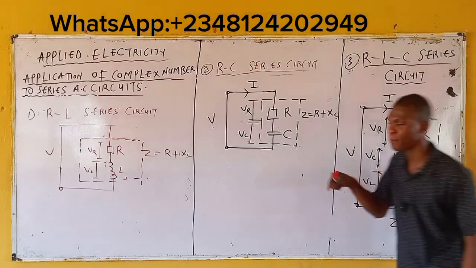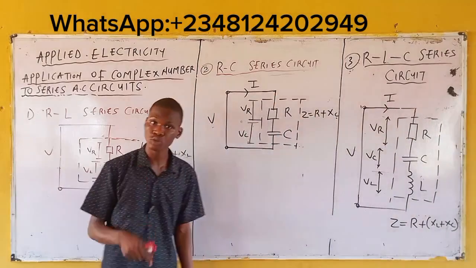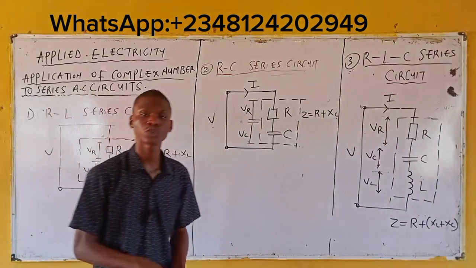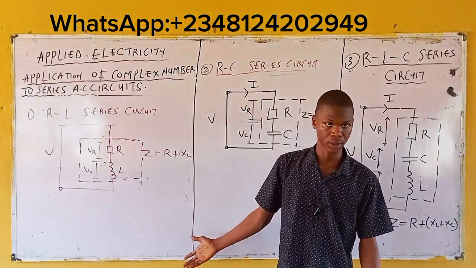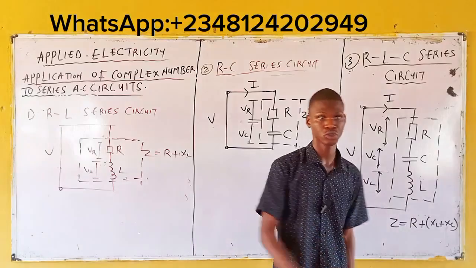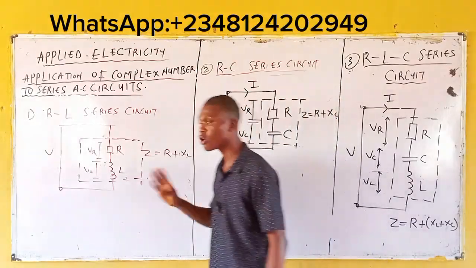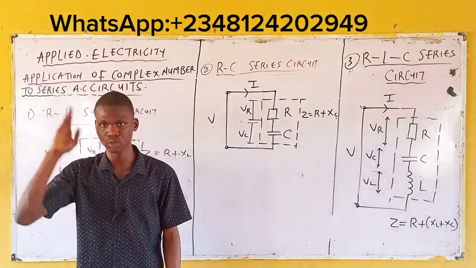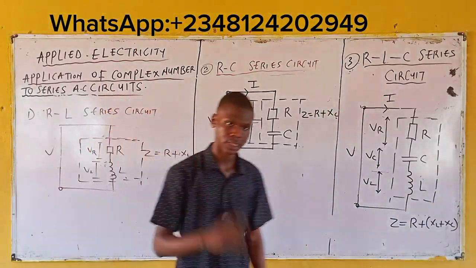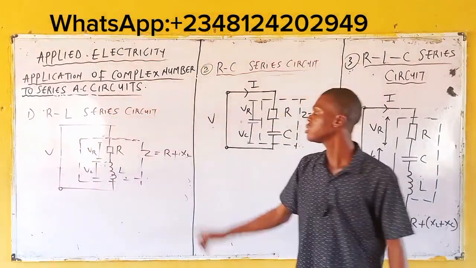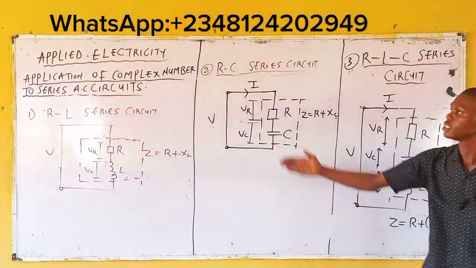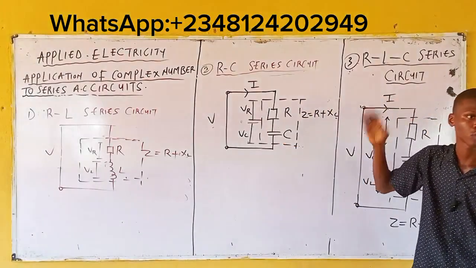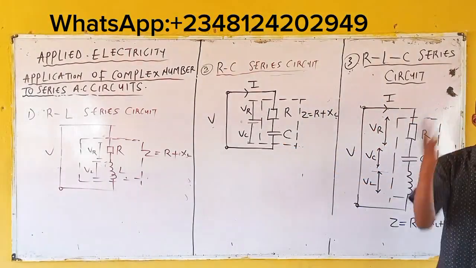But now, we want to apply complex number. So, all those things that you took note of previously, you implement now. For your number to be a complex number, it must have a real part and an imaginary part. Meaning you are going to modify the impedance in each circuit diagram to be a complex number.